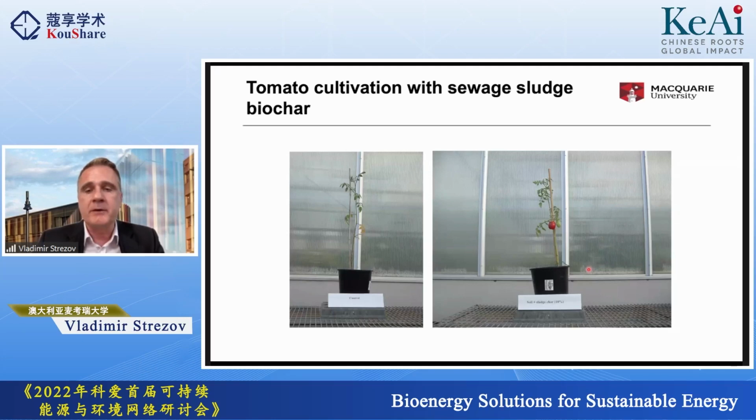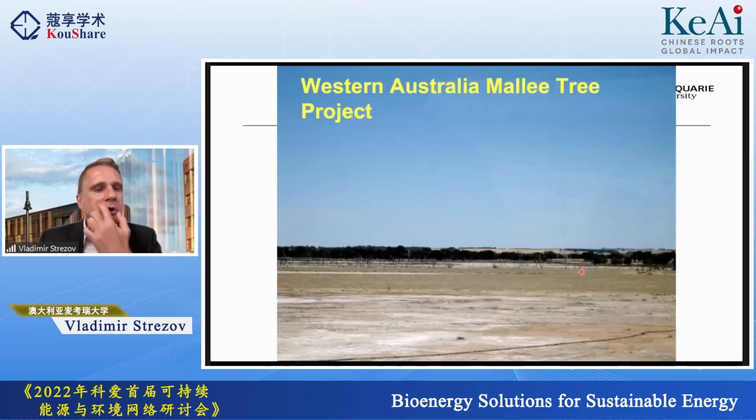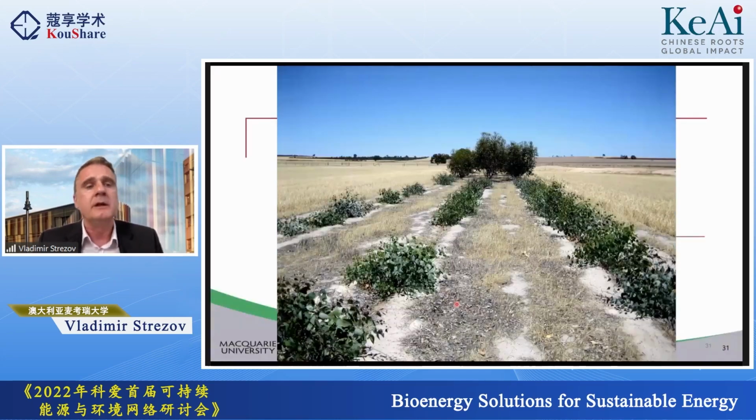And we found a very significant improvement in the quality of the soil and the crops. This is the Western Australia mallee tree project. What we see here was historically a subtropical rainforest. It was removed and converted to agricultural land for growth of wheat. Now the water table rose, and the soil is heavily affected by salinity, and the quality of the soil declined.